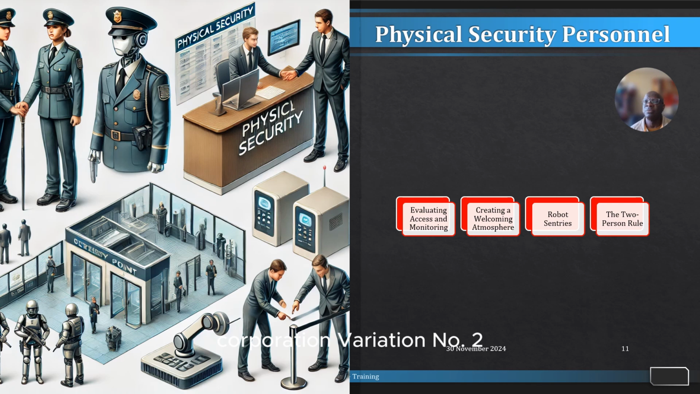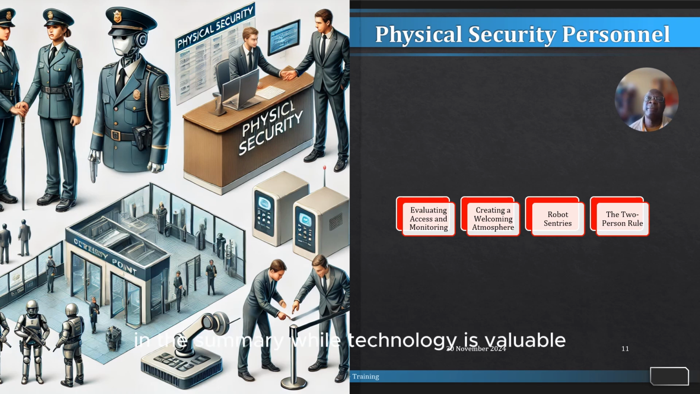Variation number 2, two-person control. This rule requires both people to agree and act together before performing a sensitive action. A very good example is launching a nuclear missile, where two people must turn two keys simultaneously. The keys are positioned far apart to ensure that one person can't act alone.